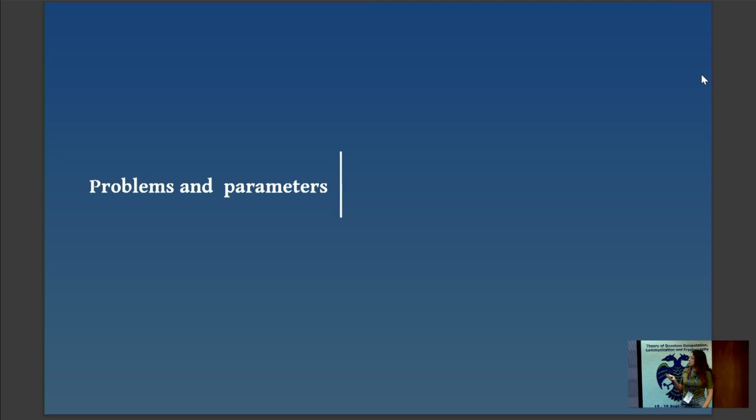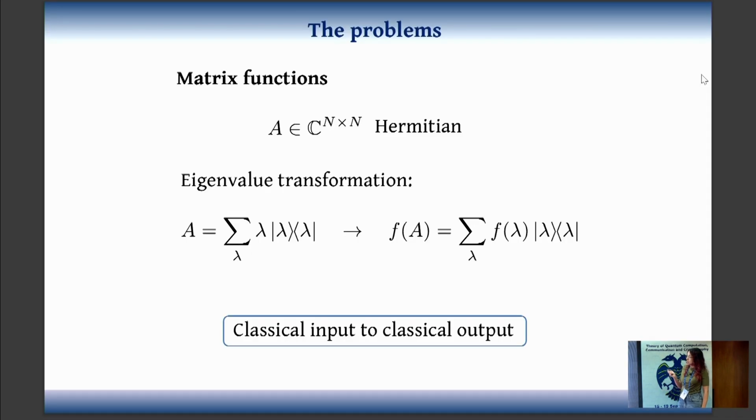So let me be specific about these problems and the parameters that we consider. Specifically, we only consider Hermitian matrices. So for Hermitian matrices, applying a function to them is equivalent to performing eigenvalue transformation. And to make a fair comparison between classical and quantum, we consider that both have the same type of input. So both have some classical input, some classical description of the matrix, and both will output the same classical number.